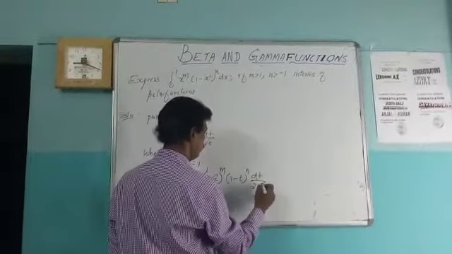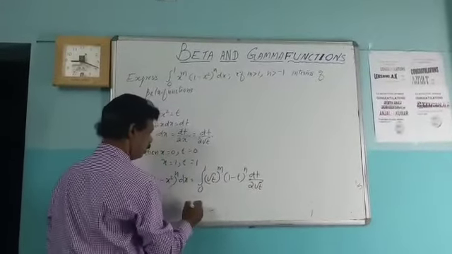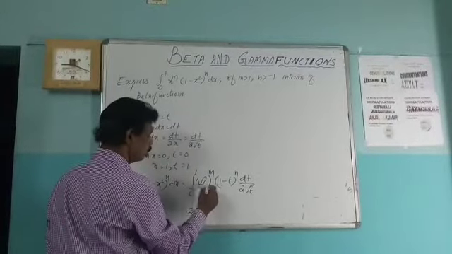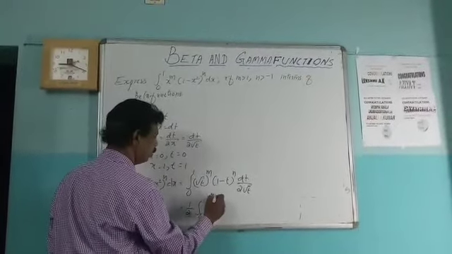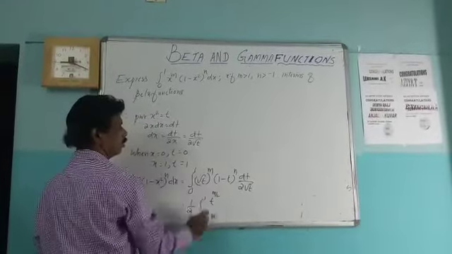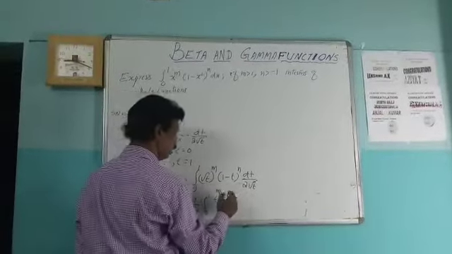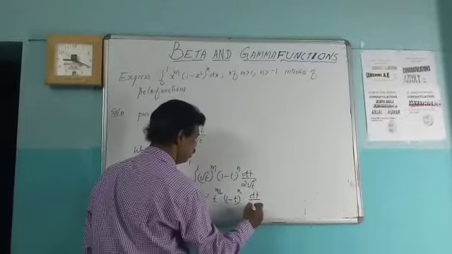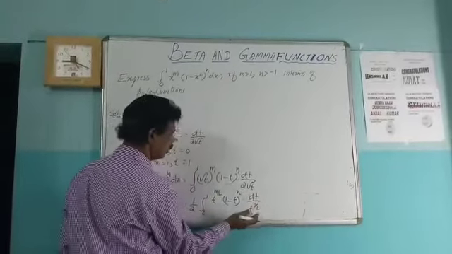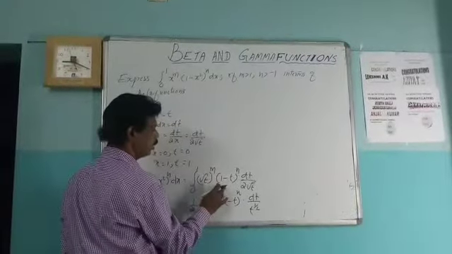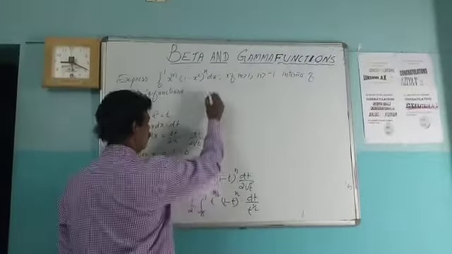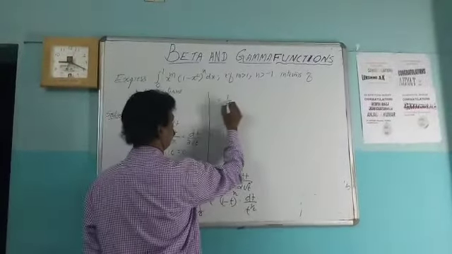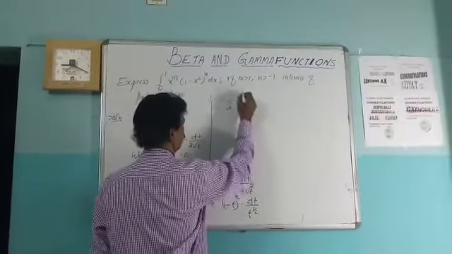Take these two as common: 1 by 2 out of 0 to 1, root t means t raised to m by 2. And again, 1 minus t, the whole raised to n, into dt divided by t raised to half. This t raised to half also comes in the numerator, that is m minus 1 by 2. So this is equal to 1 by 2 into integral 0 to 1.